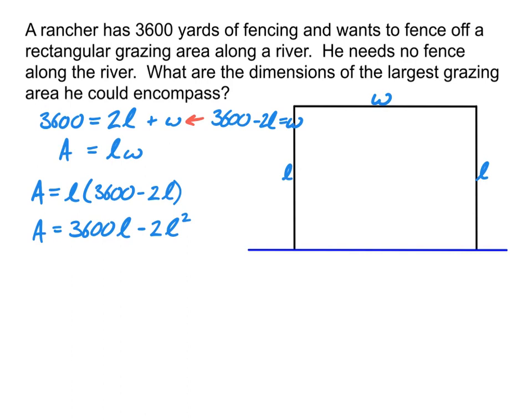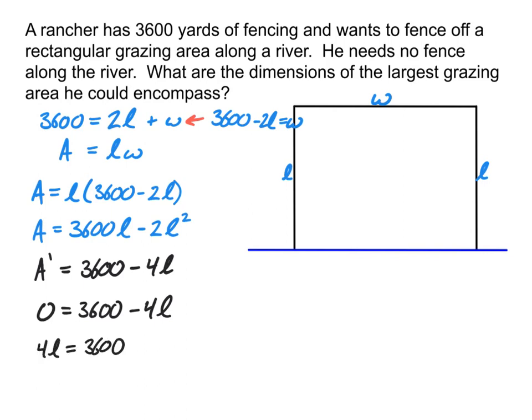All right, now remember, I'm trying to find the largest grazing area. I want to maximize the area. Maximizing something means finding its derivative and setting it equal to 0. So let's do that. We find our derivative first, so that's going to be A prime equals 3,600 minus 4L. Now, I want to set that equal to 0, and then solve for L. So we worked it through and found out that L is 900 yards.